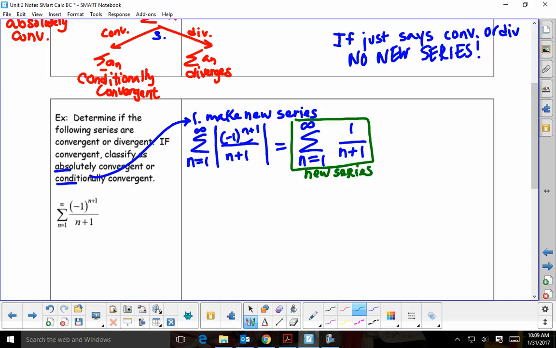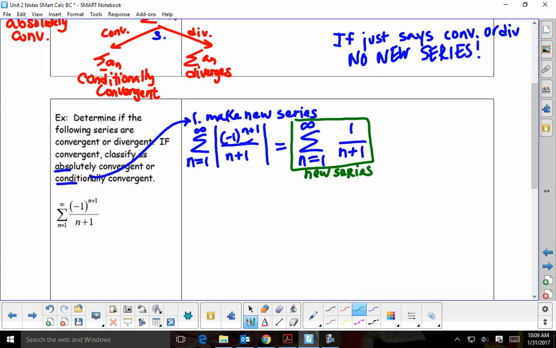And now I want to see if it does what? Converges or diverges. Okay, let's go back. You drop the absolute value bars. Right. So I don't need the absolute value bars anymore. This is always positive now. And that part up here just always makes it a 1. Okay? So this is our new series.